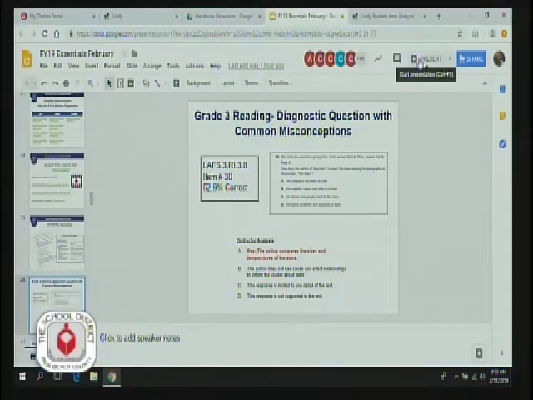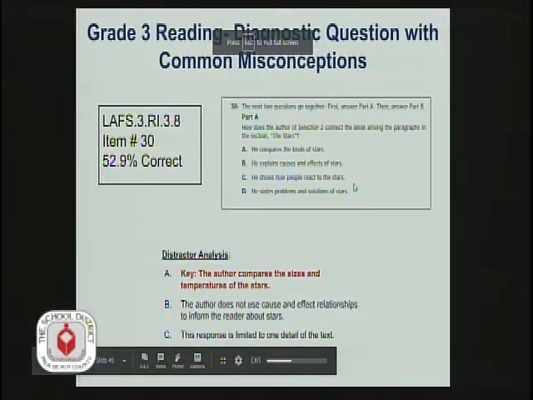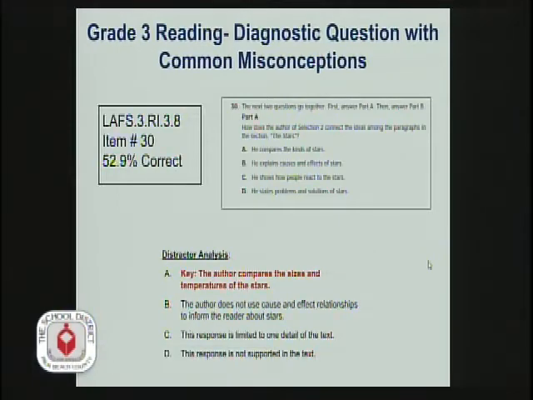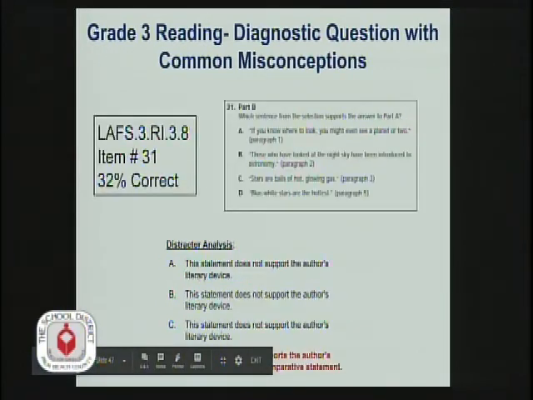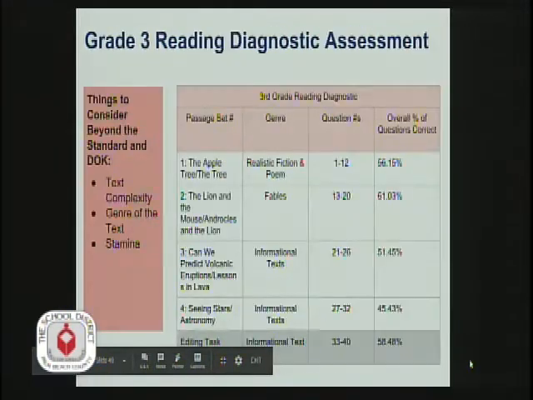Not only do you need to be looking at the standards and the DOK levels, but you also need to be looking at some other things. By the way, that was a DOK level 3 question, both of those. So that's another thing you can look at through the student item analysis report. Are you seeing a pattern that students are having a more difficult time with DOK 3?